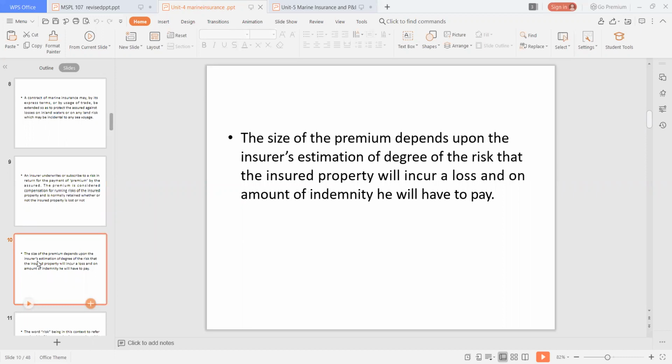The size of premium depends upon the insurer's estimation of the degree of risk that the insured property will incur a loss, and on the amount of indemnity he will have to pay. This is how to decide the size of premium.